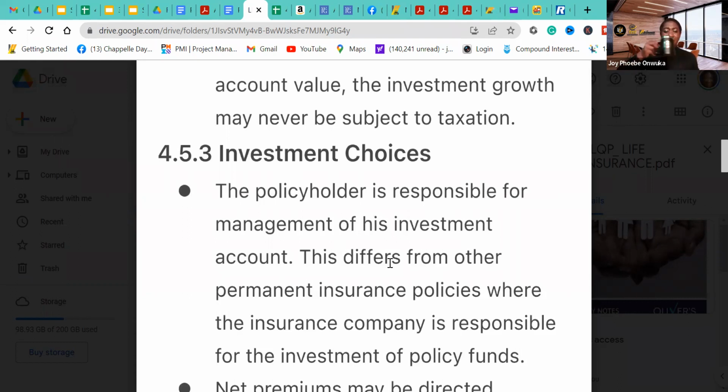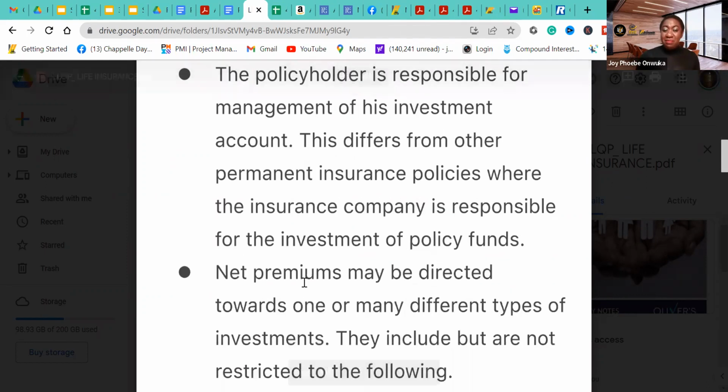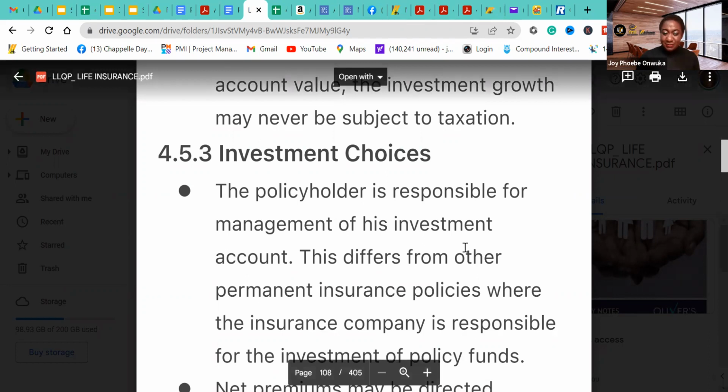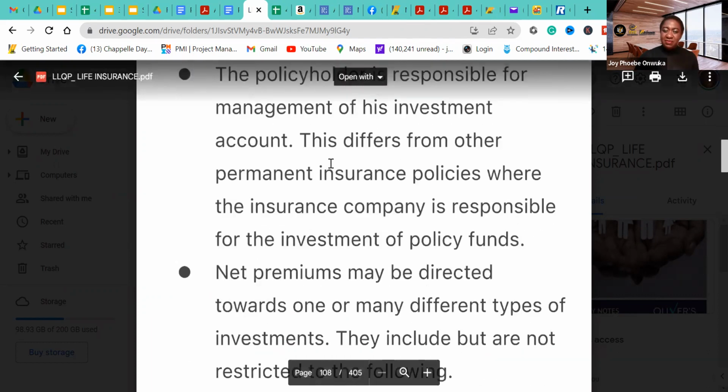Investment choices. What investment choices do we have? The policyholder is responsible for management of his investment account. And that's where we come in as advisors, right? We work with the policyholder to make some good choices when it comes to choosing this investment account.